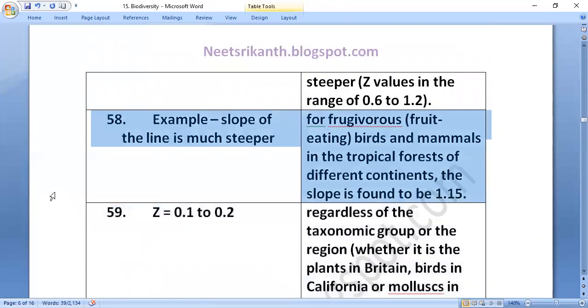An example of the slope of the line being much steeper: for frugivorous, fruit-eating birds and mammals in the tropical forests of different continents, the slope is found to be 1.15.